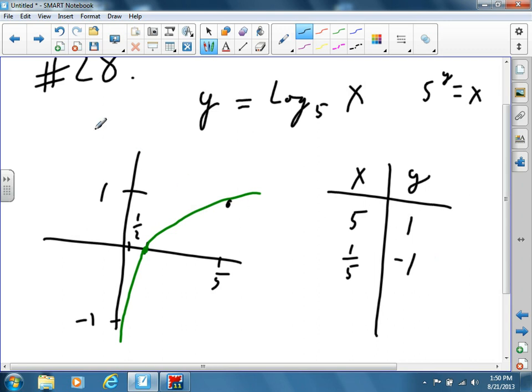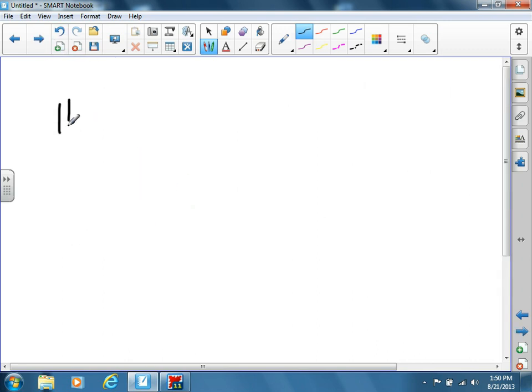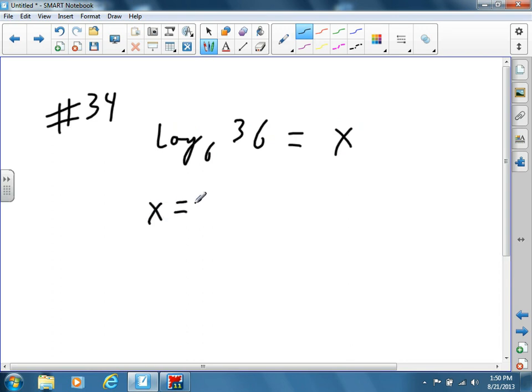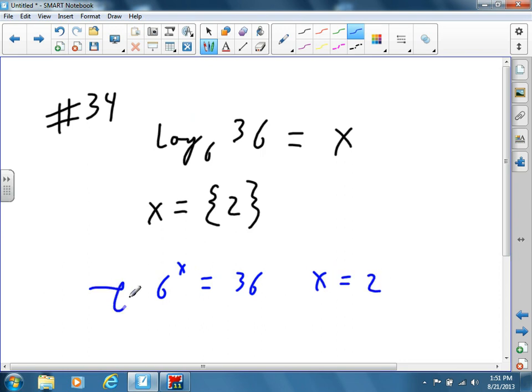All right, now we get to solve for X. Okay, so the log base 6 of 36 is X. X is equal to 2, right? Because I rewrite this and say 6 to the X is equal to 36. X is equal to 2. I can see it here easily. Can I see it there easily? All right.